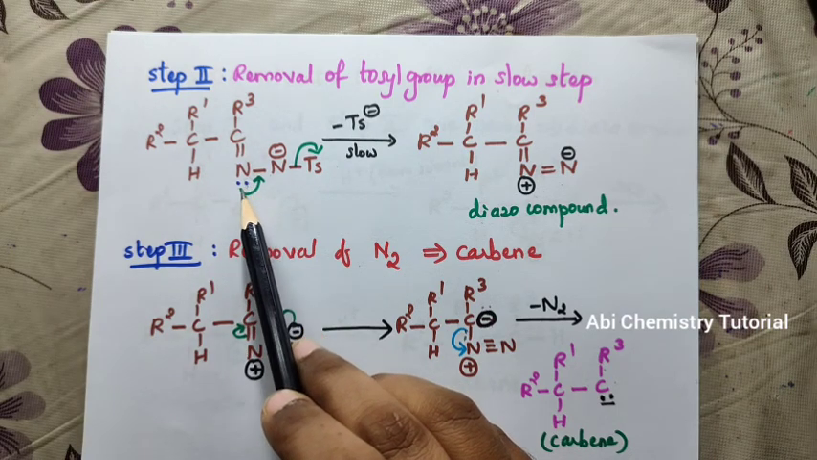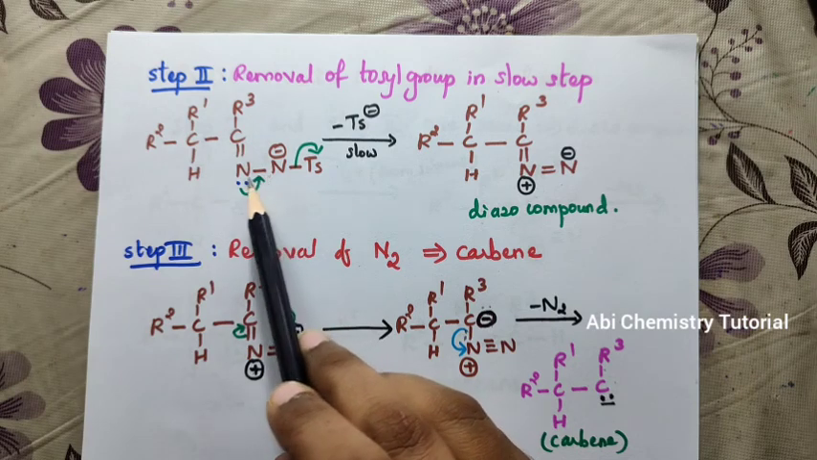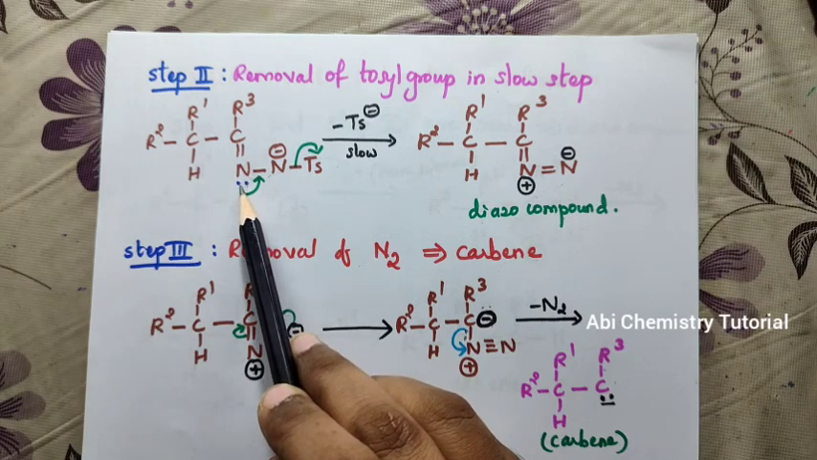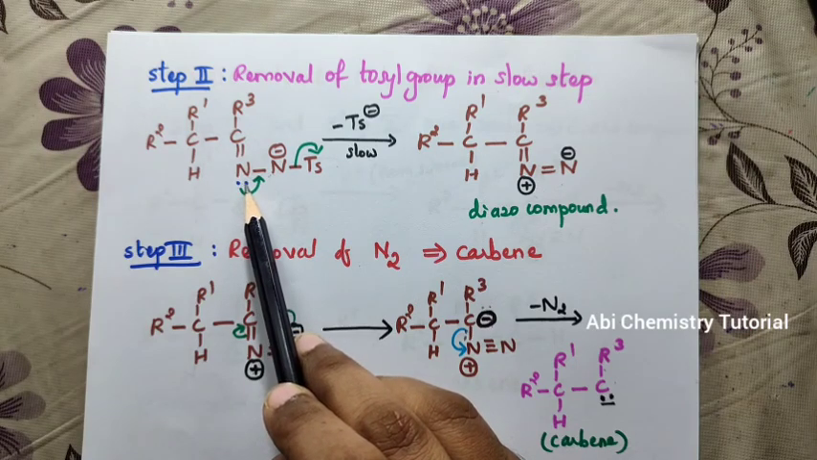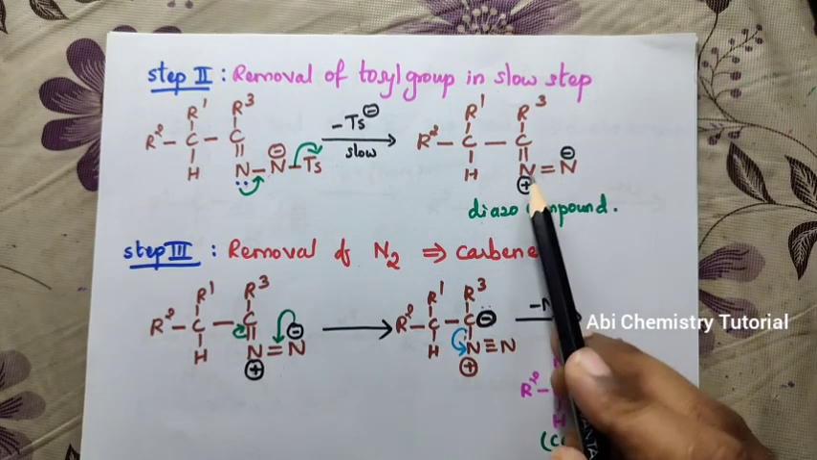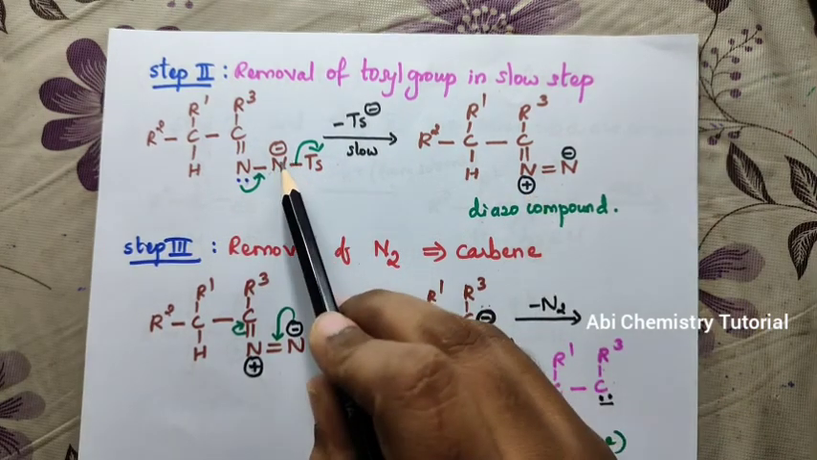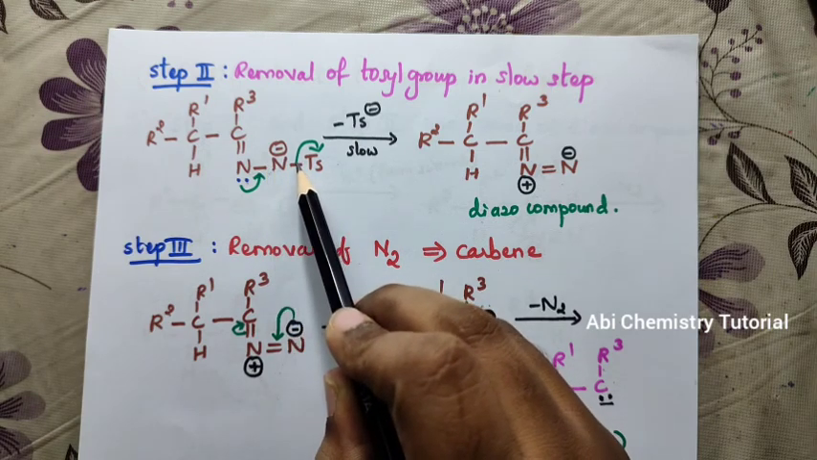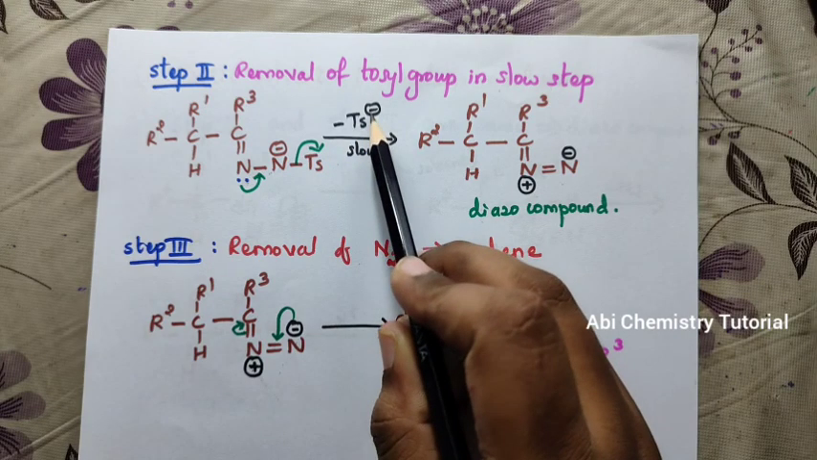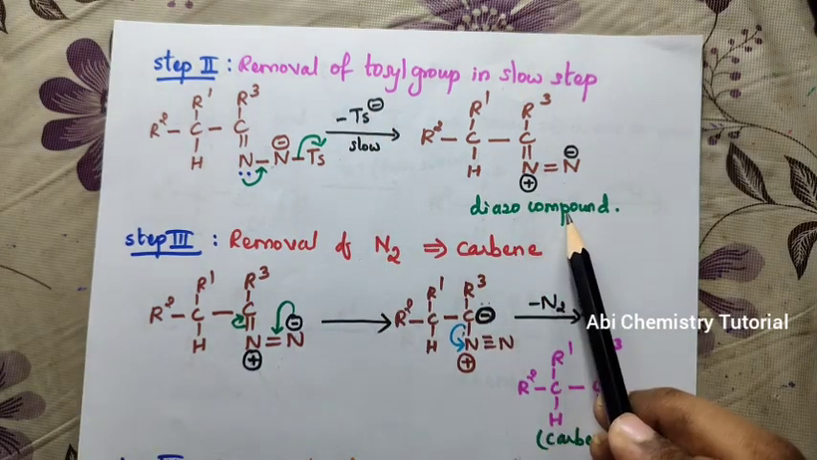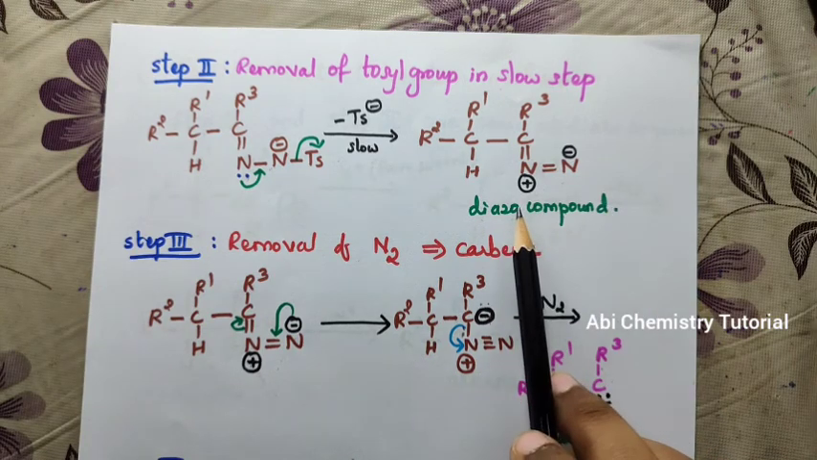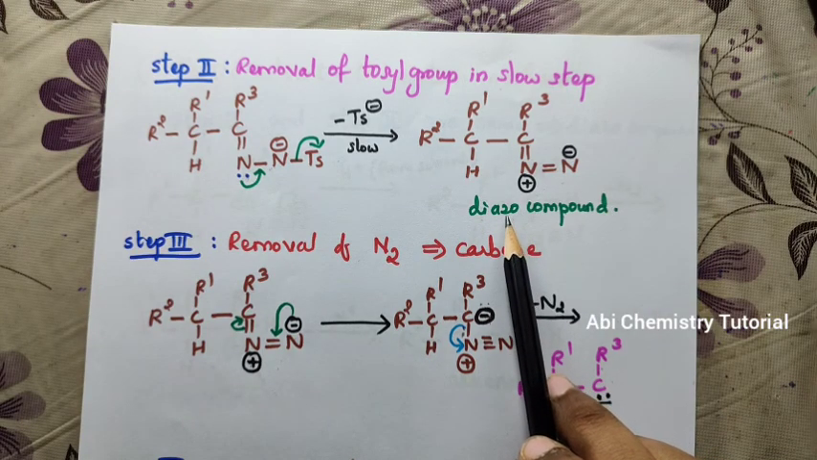This lone pair of nitrogen is shifted here to form a bond between these two nitrogens, so that this nitrogen now is deficient of electrons, so it will have a positive charge over it. And here you can see this nitrogen has its charge satisfied, so this tosyl group is removed as tosyl minus ion. So this is a diazo compound. So until step 2, it is the same for both carbene mechanism and carbocation mechanism.